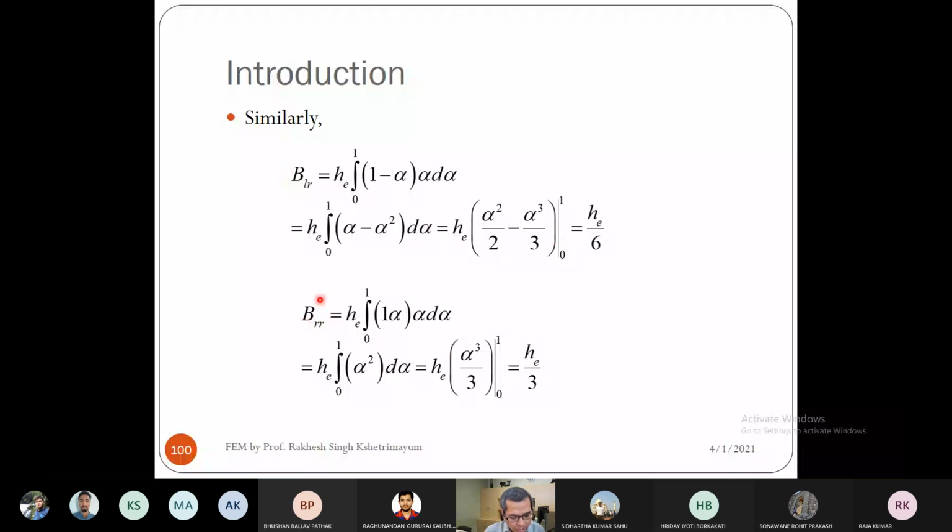Let's say if I want to find BRR or BLL, then this will become IC, and 1 minus alpha is not required because both of them are the same. So alpha times alpha d alpha, so alpha squared d alpha gives alpha cubed by 3. When you substitute the limits 0 to 1, BRR will become IC by 3. So BLR is IC by 6, BRR or BLL is IC by 3.